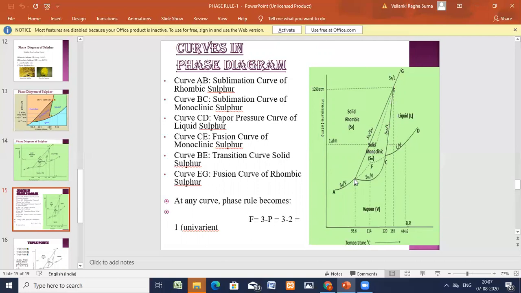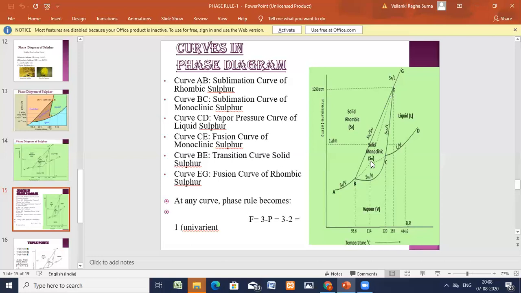Now, BE, the transition curve. Solid states are getting transitioned, one solid state to another solid state. In the previous diagrams you have seen, both of them are solids, but the structure is different. That is the transition. One form of the solid is converting to another form of the solid. So that is the transition curve. BE is the transition curve of the solid sulfur. What is the transition going on? Rhombic sulfur is converting to monoclinic sulfur.